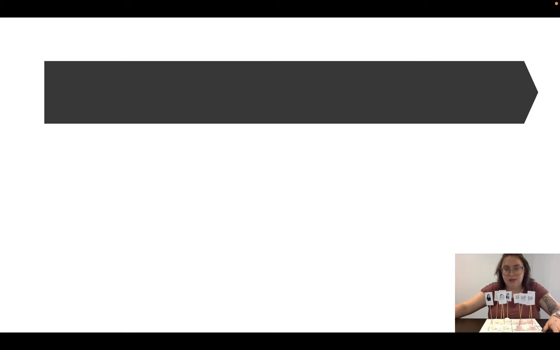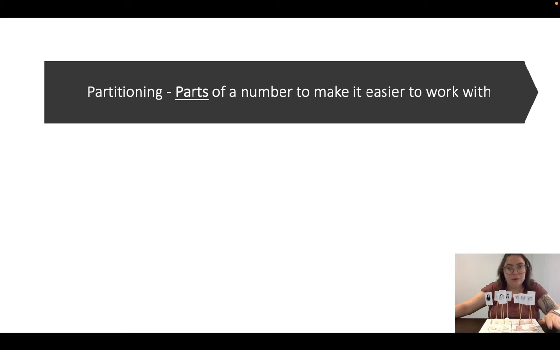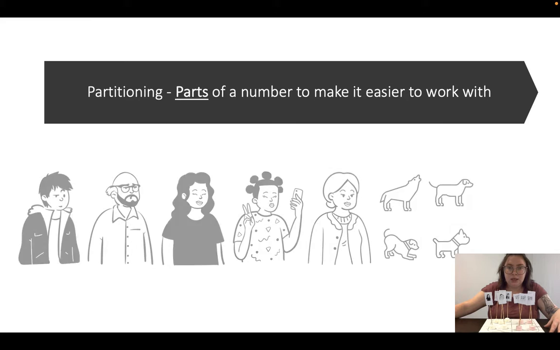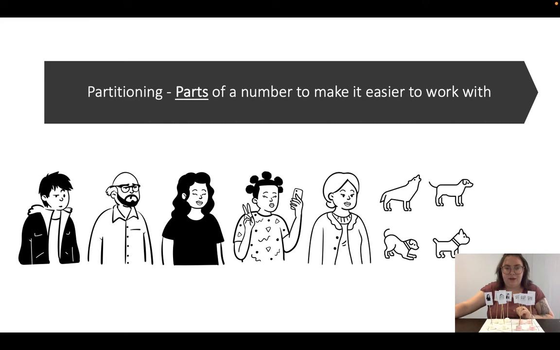Now we're going to look at partitioning. We've counted on and we know we have 9 in total, which is a pretty big number. So with partitioning, we're going to break it down into smaller parts so it's easier to work with. Looking at our diagram of my family, I think there are 2 pretty distinct parts that we could use. We have our people and our dogs.